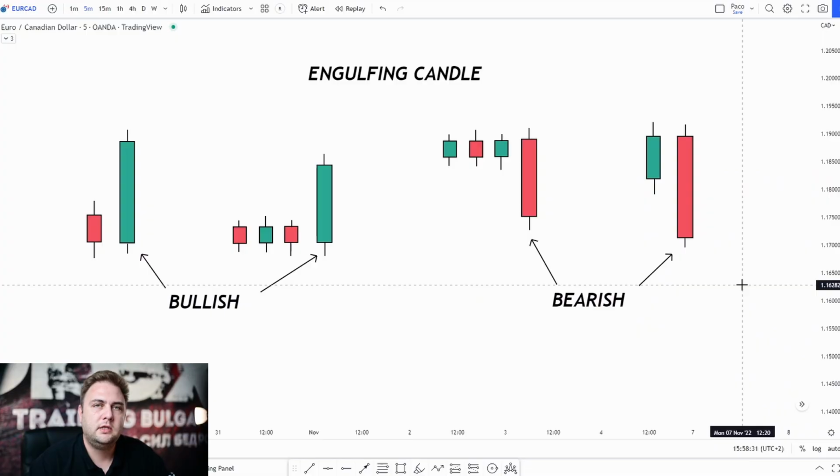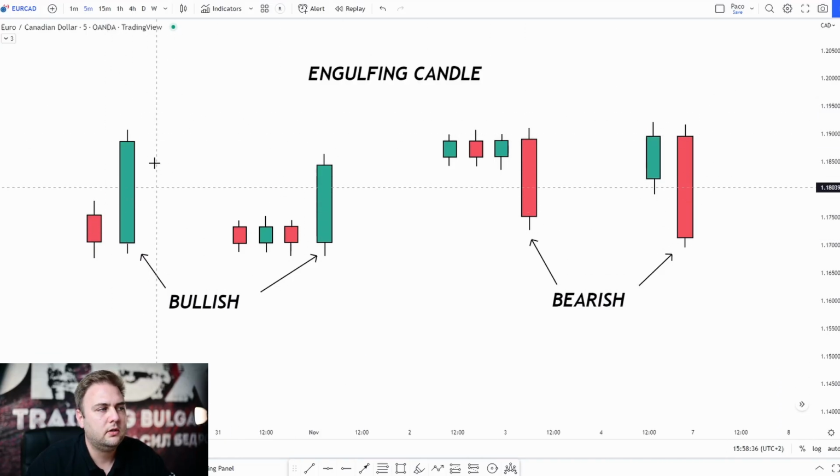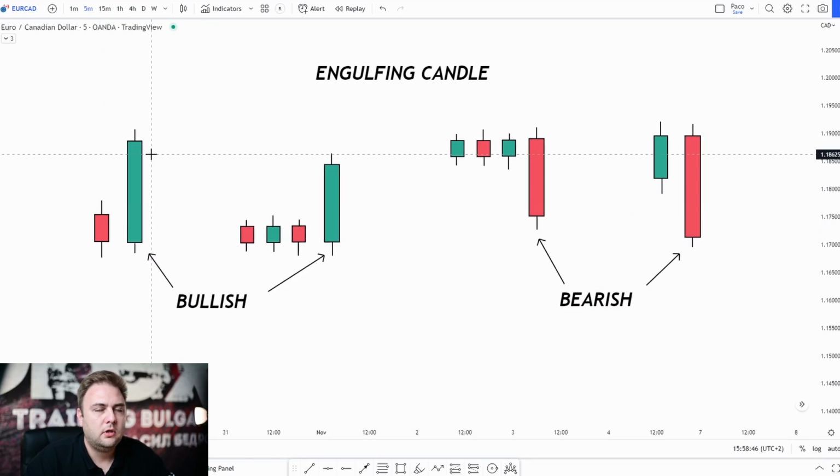And the last candlestick formations that we use in our trading is the engulfing candles. These candles are characterized with a very large body, much larger than the previous candle body. What is important here is that the candle must be of a different color. When it's a bullish candle, which is green, it must engulf the previous candle, which is of a different color. This is a bearish candle, and this is a bullish candle.